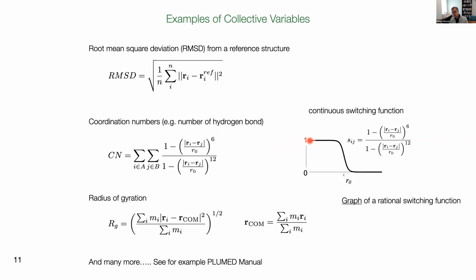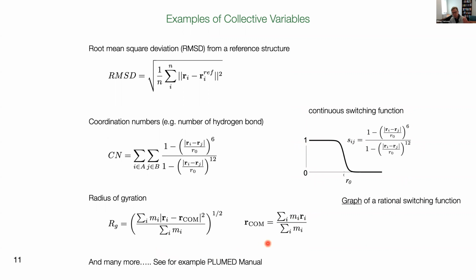And this is something like we would have here a value of 1, and then it would have a value of 0. Then you have some range where the switching function slowly goes from 1 to 0. And this has to be a continuous function because it will be used to bias the system using molecular dynamics, and we need to have continuous forces for that. So this is something which we always need to use, a continuous switching function.